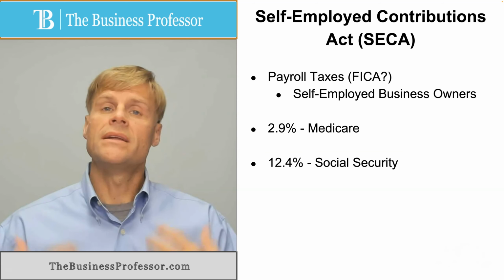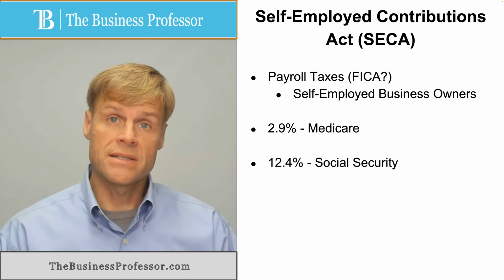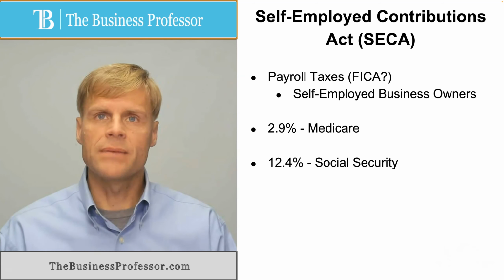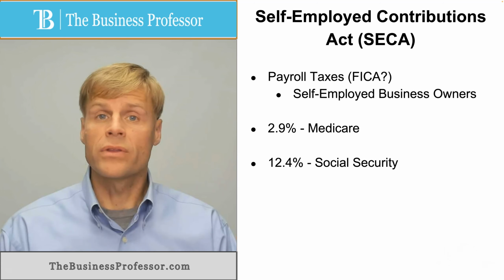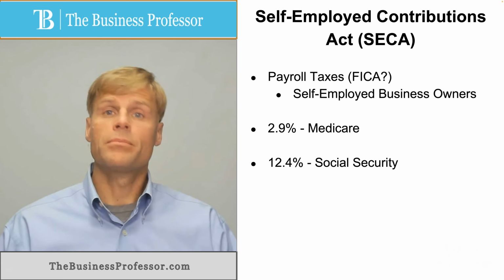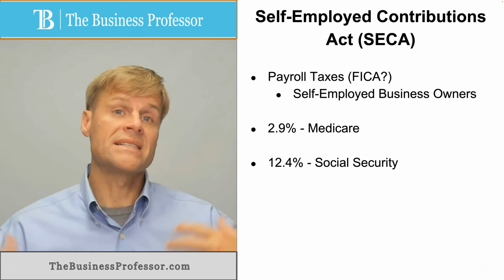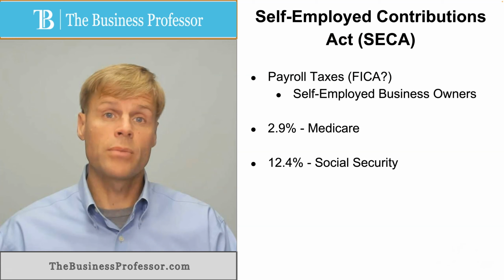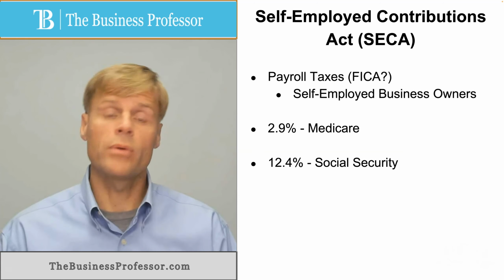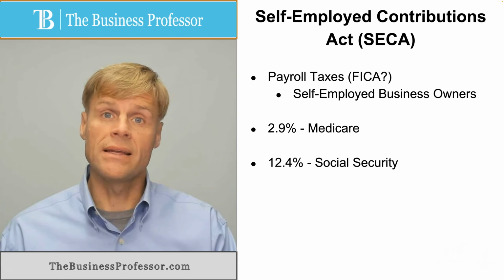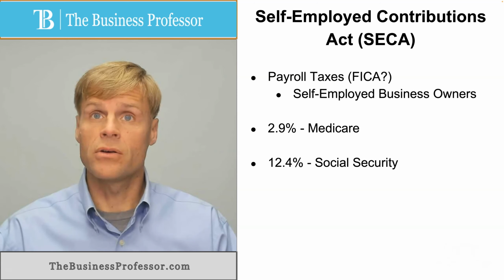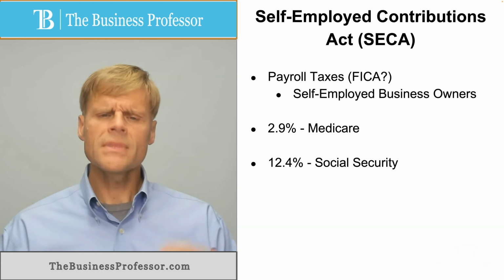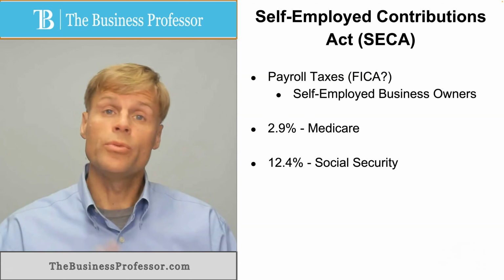So if I were an employee of someone else's business, the employer would pay half or slightly more than half. In 15.3%, you would say probably 7.7% of that would be paid by the employer, and 7.6% of that would be paid by the employee. So 7.6% of your income would be taken out for payroll taxes. As a self-employed individual, you pay the full amount.